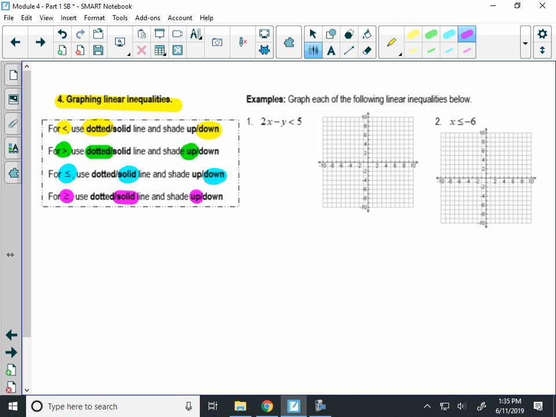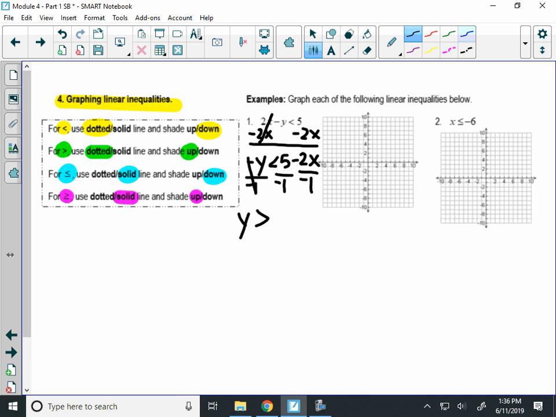The first one here, 2x minus y is less than 5. I'm going to solve this for y so that I can graph it. So I'm going to start by subtracting 2x. And I'll have negative y is less than 5 minus 2x. Then I'm going to divide everything by -1 to get the y by itself. When I divide by a negative, remember we did this in module 3, you have to flip the inequality sign. Then your equation will be y is greater than -5 plus 2x.